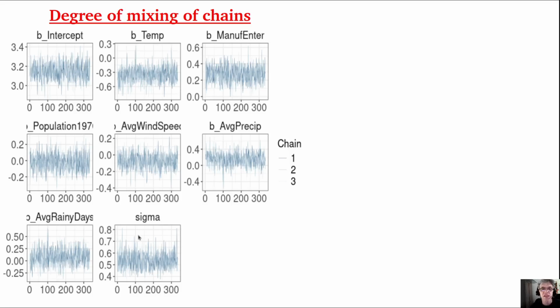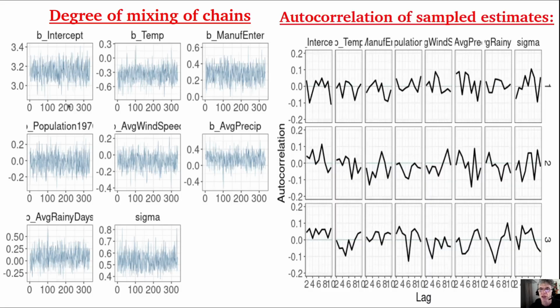We can also check the degree of mixing of the chains. We do not see that one of the chains got stuck in very high or very low parameter values for very many of the iterations, and therefore we consider this an indication of good mixing of the chains. The autocorrelation of the sample estimates for each of the parameters is fairly good, since all the values are in the range between 0.1 and -0.1 for the three chains, which is quite close to statistical independence.